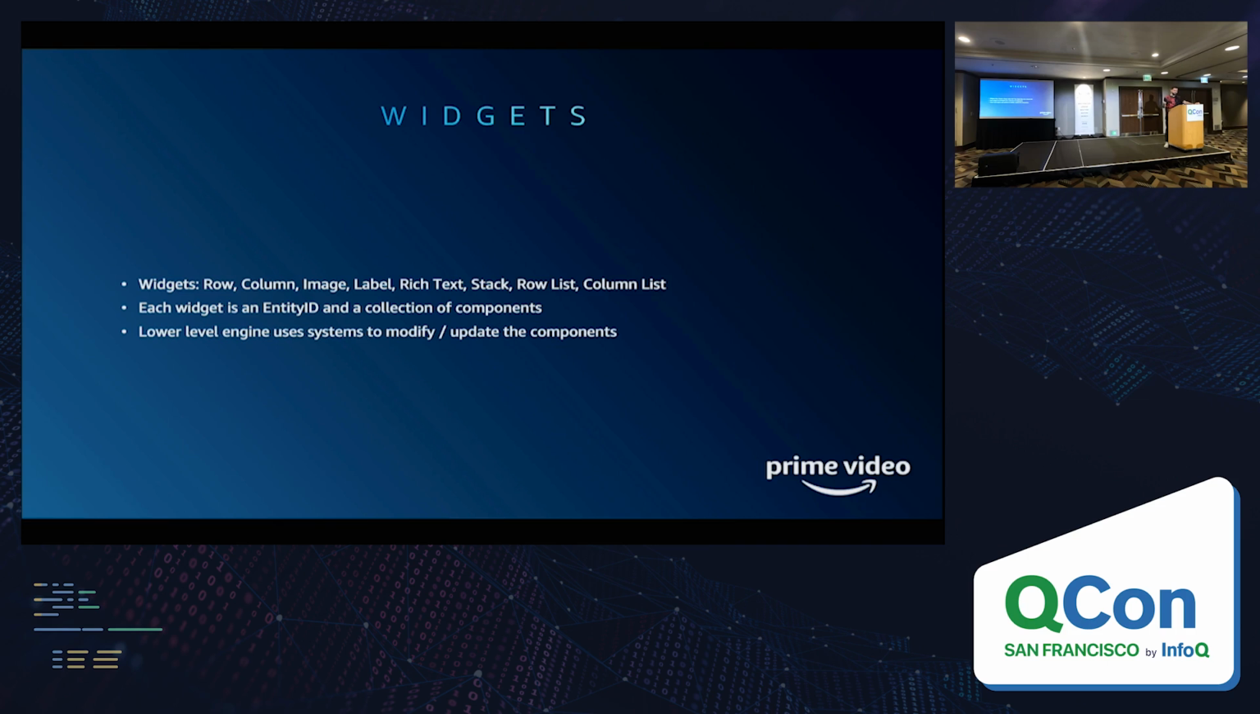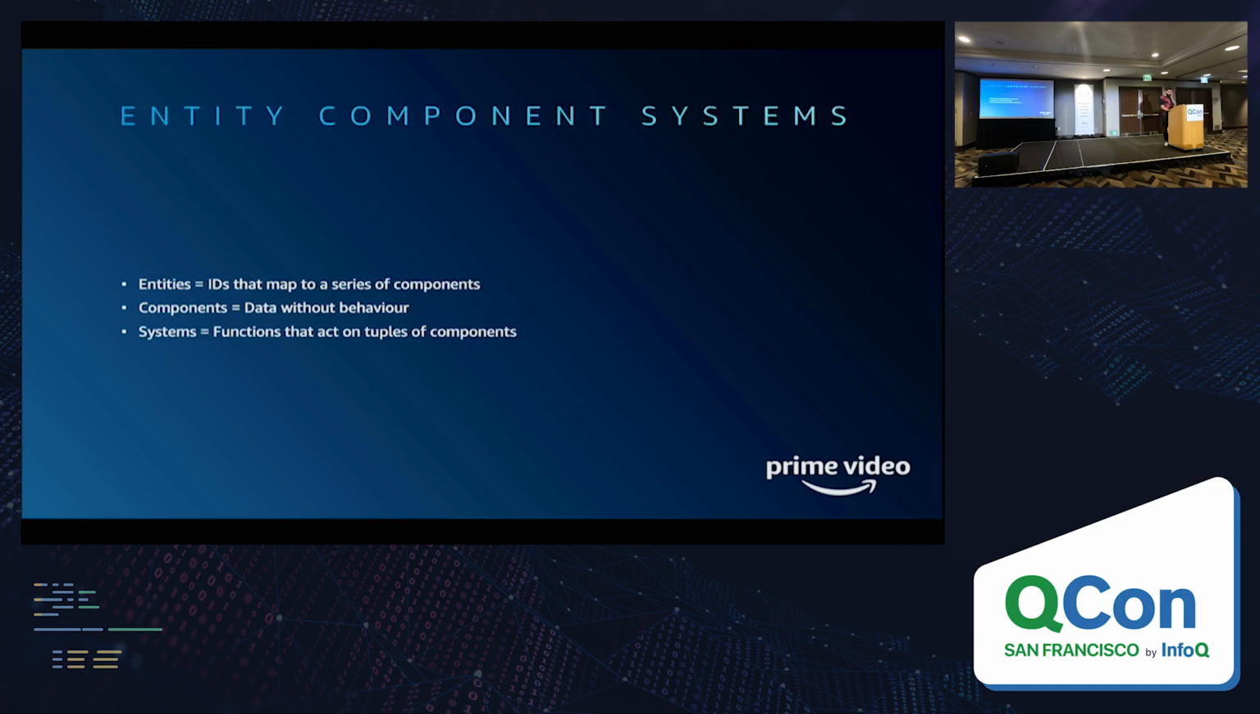And then each widget is an entity ID. So it has an ID and a collection of components. And then the lower level engine uses systems to modify and update the components. So ECS, this entity component system, is a way to organize your code and manage complexity without paying that much in terms of performance. It's been used by game engines, not a lot, but for example, Overwatch used it. Thief, I think, was the first game in 1998 that used it, as a piece of trivia.